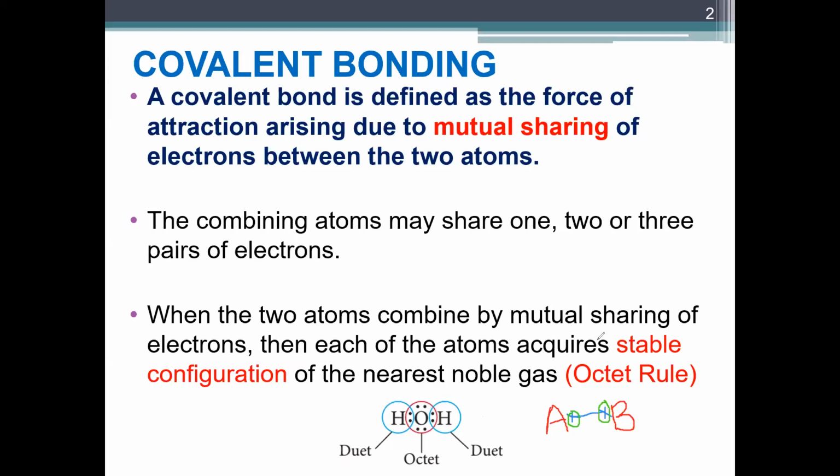Assuming they now share 2 pairs of electrons, B is bringing 2 electrons and A is also bringing 2 electrons, the covalency will be 2. If they are sharing 3 pairs of electrons, the covalency will be 3.